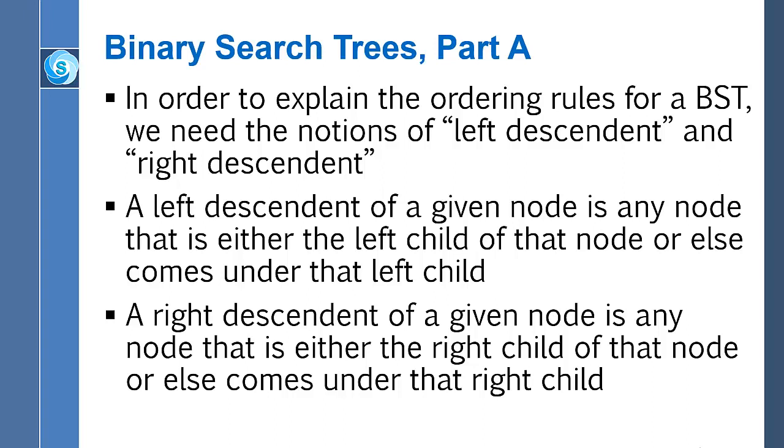Okay? And of course, the idea for a right descendant is exactly similar. So if a given node has a right child, then that right child is said to be a right descendant. And if there are any other nodes underneath that right child, child nodes of that right child, or grandchild nodes and so forth, all of those nodes that come underneath the right child would also be said to be right descendants of the original node.